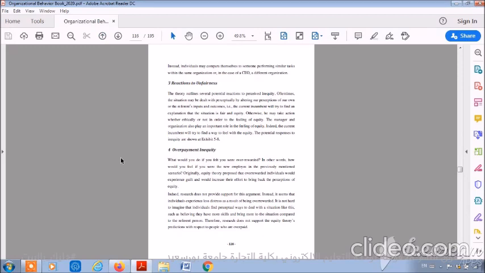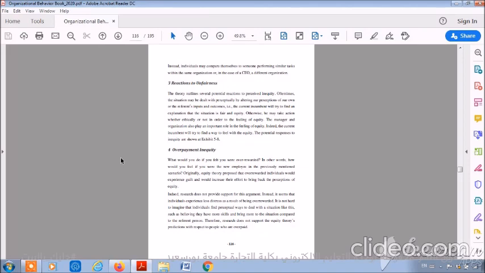In the previous situation, we were talking about underpayment inequity. شخص بيحصل على أقل مما يجب وبالتالي بيشعر بالinequity أو unfairness. But في نوع آخر من inequity اسمه overpayment inequity. What would you do if you felt you were over-rewarded? In other words, how would you feel if you were the new employee in the previously mentioned scenario?